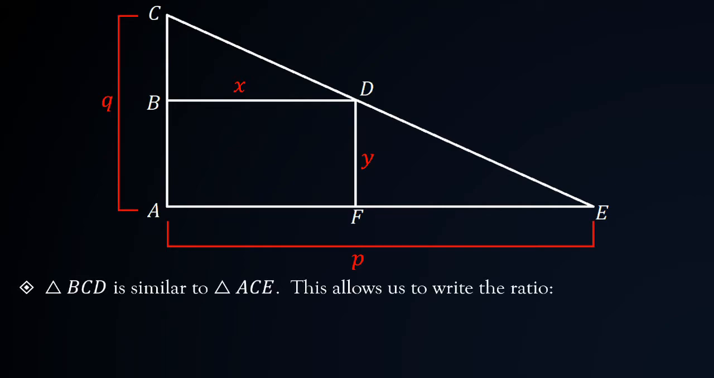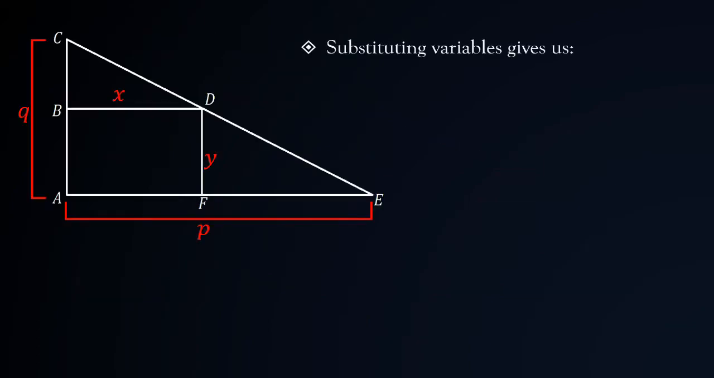We can note right away that triangle BCD is similar to ACE since they are all right triangles. This will allow us to write the ratio BD over AE is equal to CB over CA. We can then substitute the variables x, y, p, and q in order to make our job a little bit easier. So this gives us x over p is equal to q minus y over q.